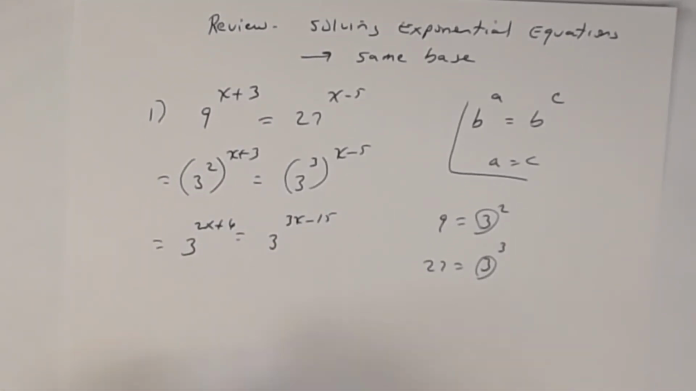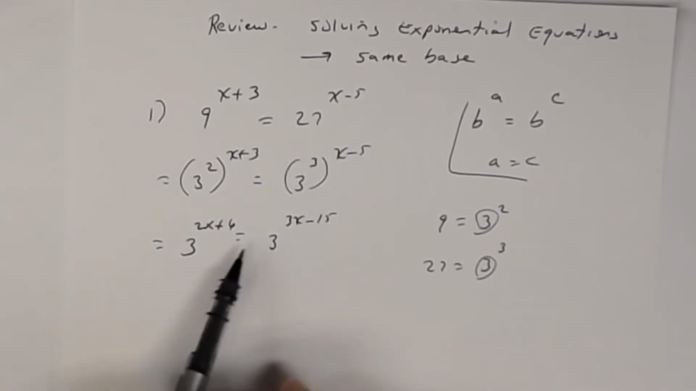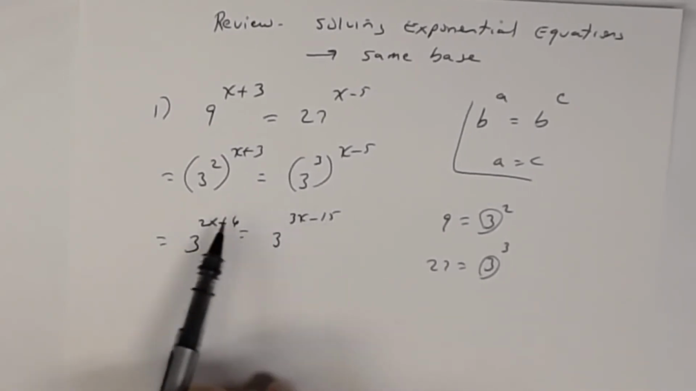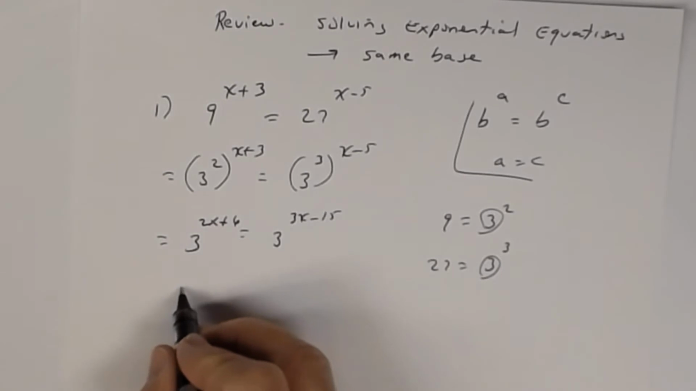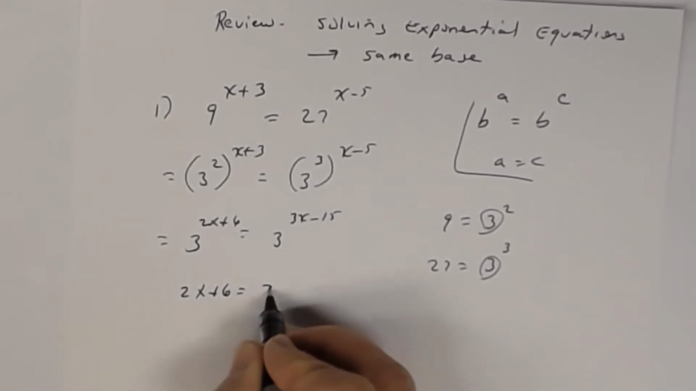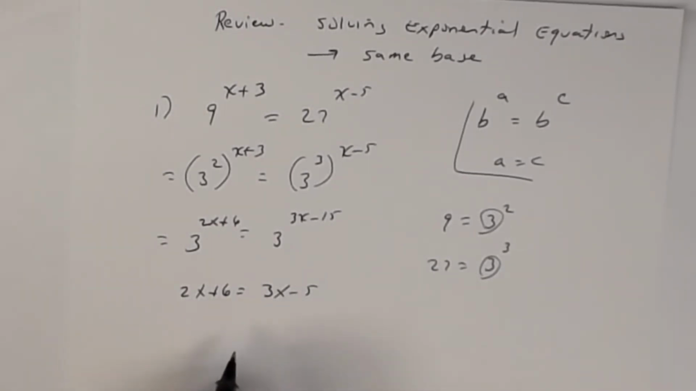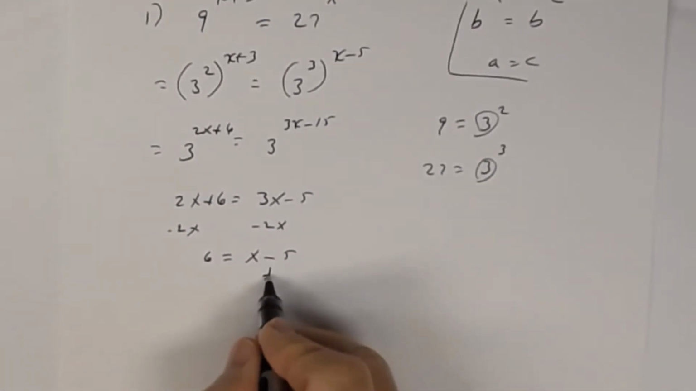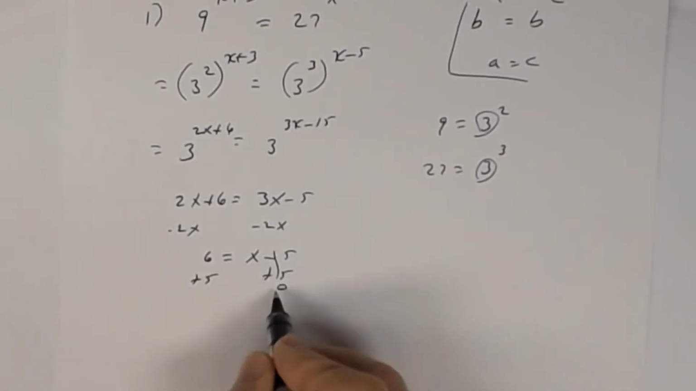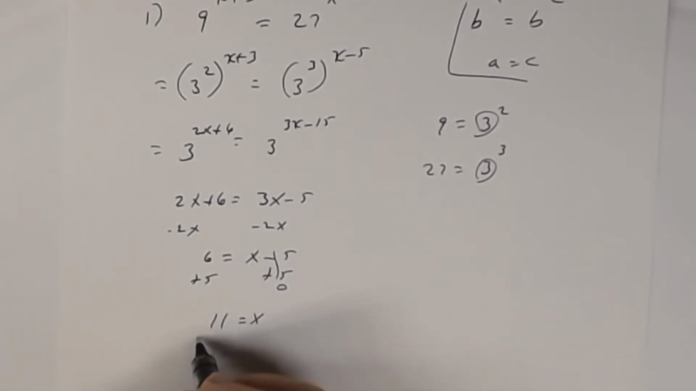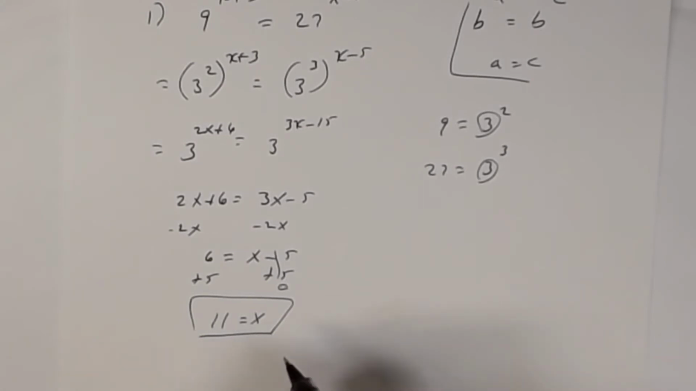And now we have an equation with the same base. So that means that these exponents must be equal. So we just set those exponents equal to each other, just like this, and we solve for x. So we have this linear equation, so I'm going to go ahead and subtract 2x from both sides. So I get 6 equal 3x minus 2x is x minus 5. And then now, just getting x by itself, we're going to add 5 to both sides. Combining like terms, I get x to be 11. And so that's your solution. So x is 11.